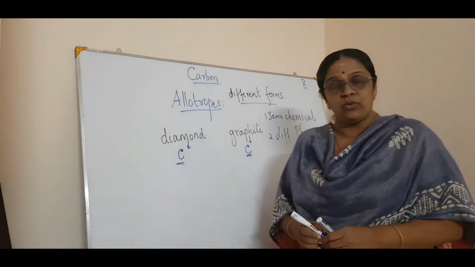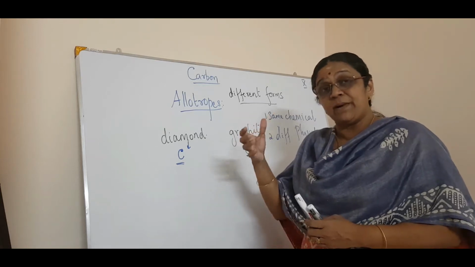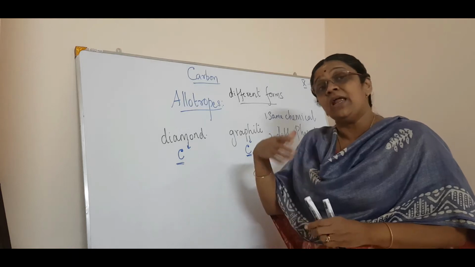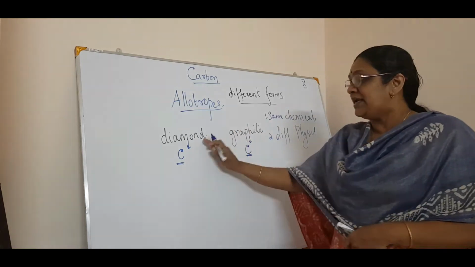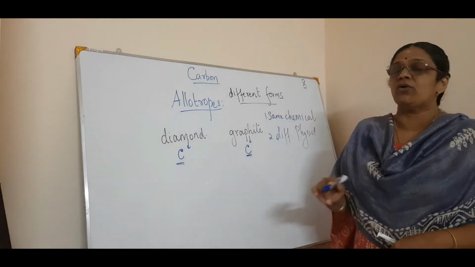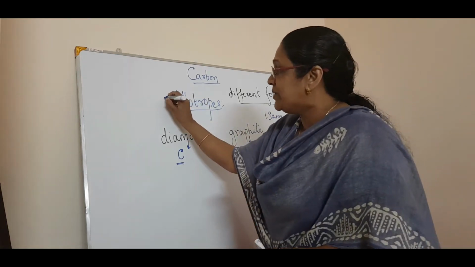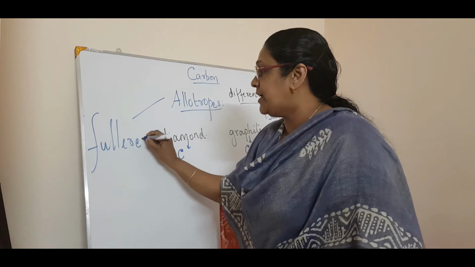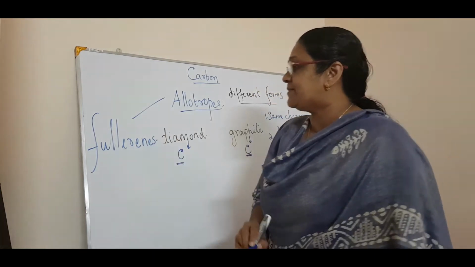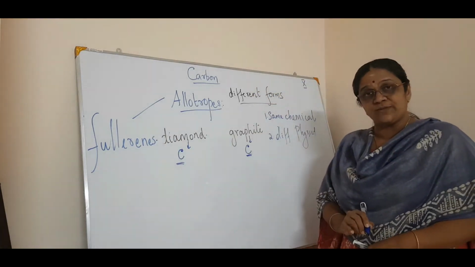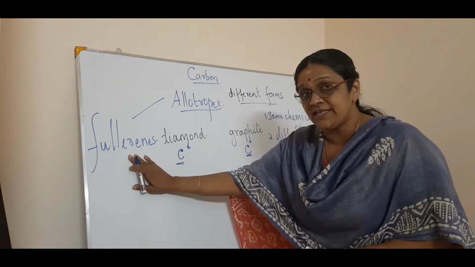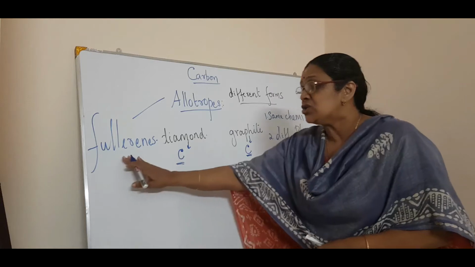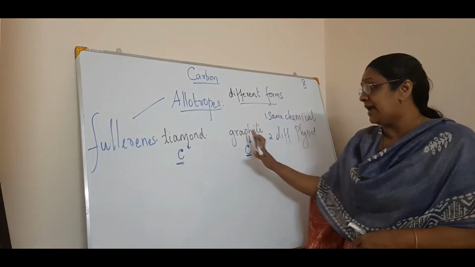So now you know what is meant by allotrope and what the different forms of carbon are. Not only diamond and graphite, one more allotrope you can study in carbon is called fullerenes. So there are three allotropes of carbon. I will tell more detail about fullerenes after diamond and graphite. So fullerenes, then diamond and graphite.